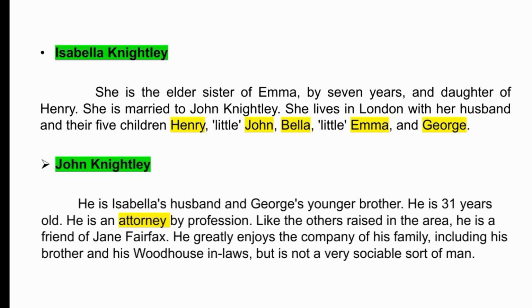John Knightley. He is Isabella's husband and George's younger brother. He is 31 years old. He is an attorney by profession. Like the others raised in the area, he is a friend of Jane Fairfax. He greatly enjoys the company of his family, including his brother and his Woodhouse in-laws, but is not a very social sort of man.